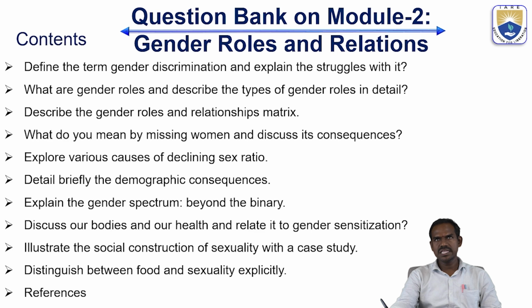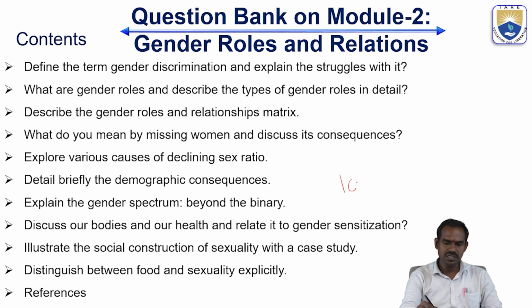The fifth question is: explain or explore various causes of declining sex ratio. The sixth question is: detail briefly the demographic consequences. The next question is: explain the gender spectrum which is beyond the binary. And the eighth question is: discuss our bodies and our health and relate it to gender sensitization. And the ninth question is: illustrate the social construction of sexuality with a case study. And the final, 10th question, is: distinguish between food and sexuality explicitly.